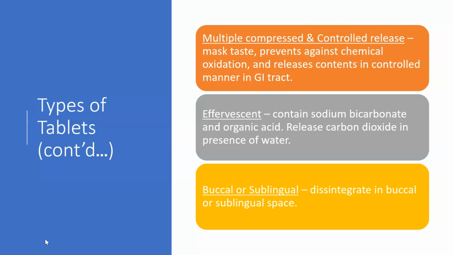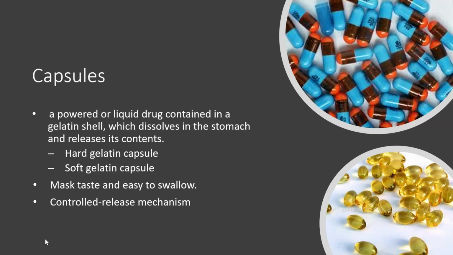That's our effervescent. Then there's buccal or sublingual. It disintegrates in the buccal or sublingual space. So you put it under their tongue, right? And it dissolves. Now capsules. A powdered or liquid drug contained in a gelatin shell which dissolves in the stomach and releases its contents. It has a hard gelatin capsule or a soft gelatin capsule. It's used to mask the taste and it's easy to swallow, and it's usually a controlled release mechanism.